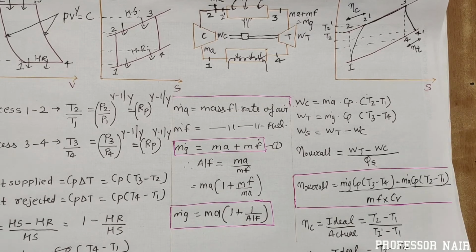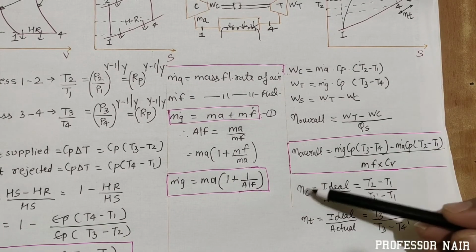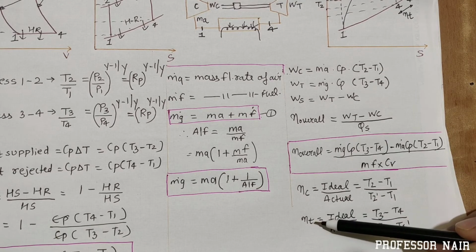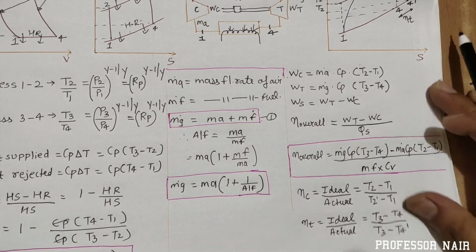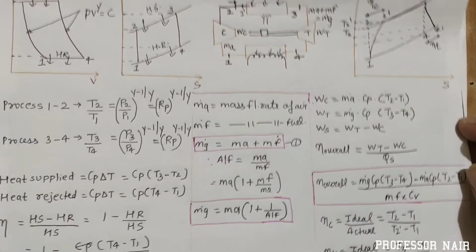Always remember, if compressor efficiency or turbine efficiency is given in a numerical, first of all you have to use this formula and find out T2 dash, and if turbine efficiency is given you have to find T4 dash. Okay, I hope that you are understanding this.